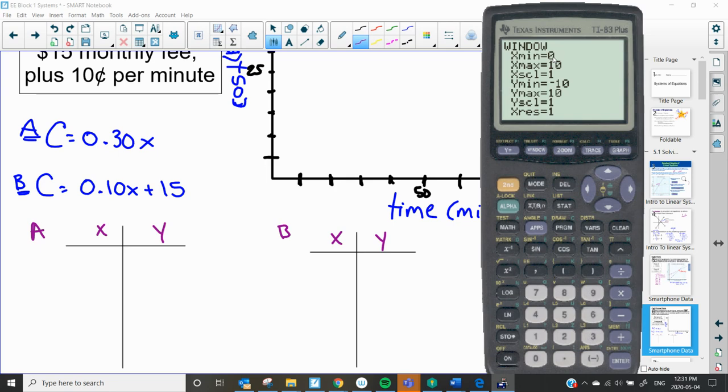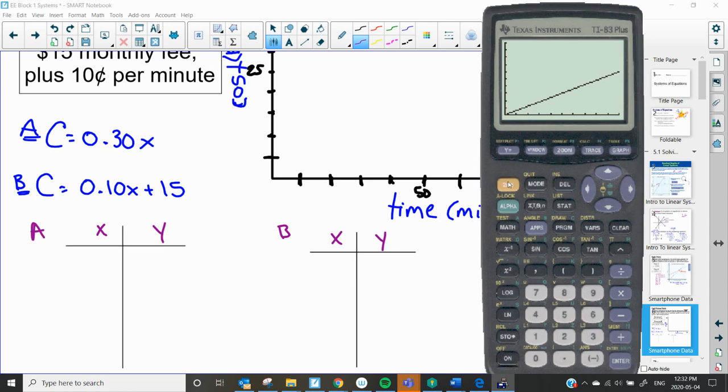So I'm going to go from 0 up to 100, and I'm going to go up by tens. My y values, I'm going to go from 0 up to 50, and I'm going up by fives. And so now I should graph it, and it'll give me a visual of what my graph looks like. And I don't want you just to freehand it. I want you to still have accurate values.